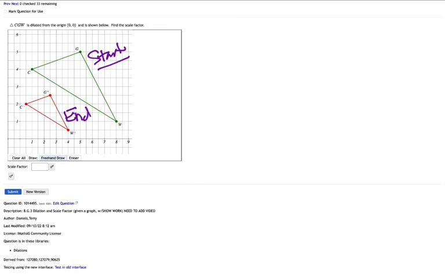So to go from the origin to point C, we are rising 4 and we are running 1. Well, to get to C prime, we are rising 2 and running 1/2. So you can see the difference between C and C prime is half as far. So that would mean that the scale factor is 1/2.